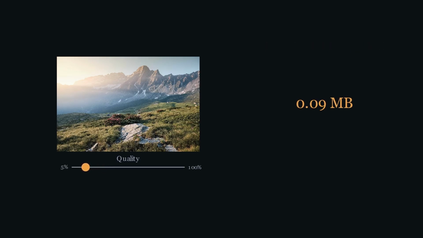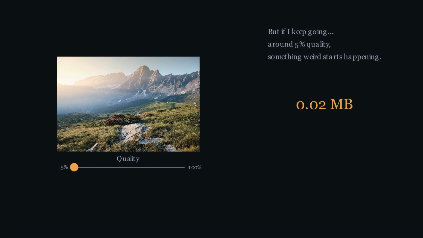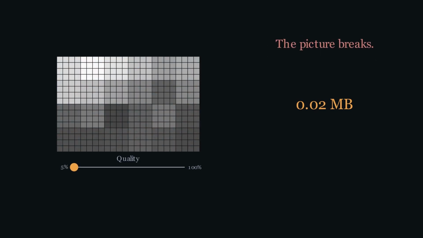80 kilobytes. Still looks basically the same, but if I keep going, down here, around 5% quality, something weird starts happening. The picture breaks, and it doesn't break the way you'd expect. It doesn't get blurry or grainy or noisy. It breaks into these little squares, blocky patches, sometimes ringing around sharp edges like a halo.